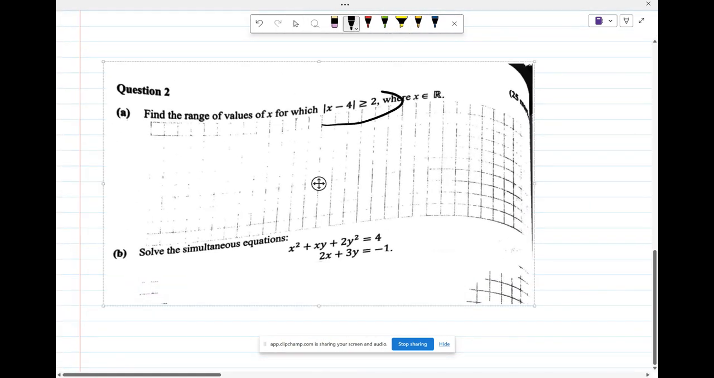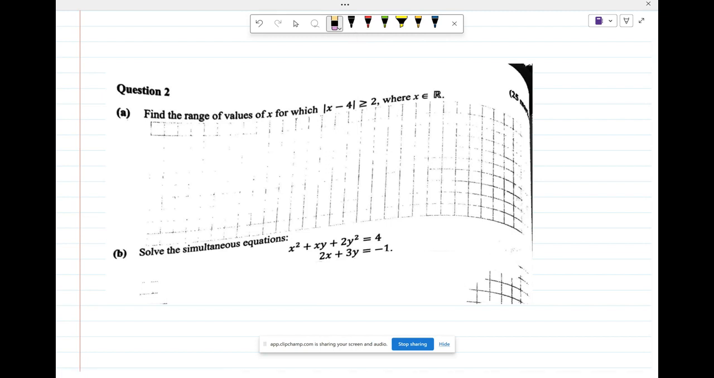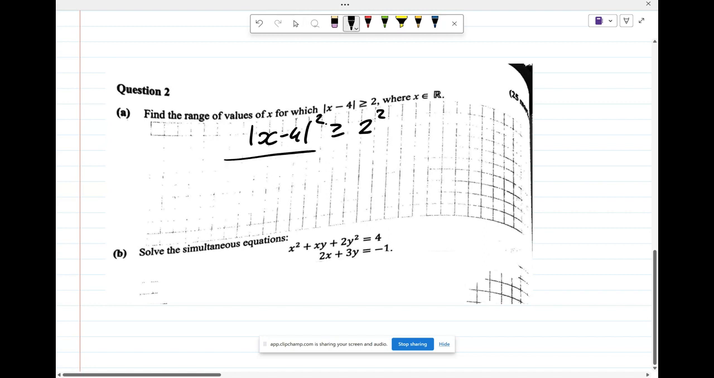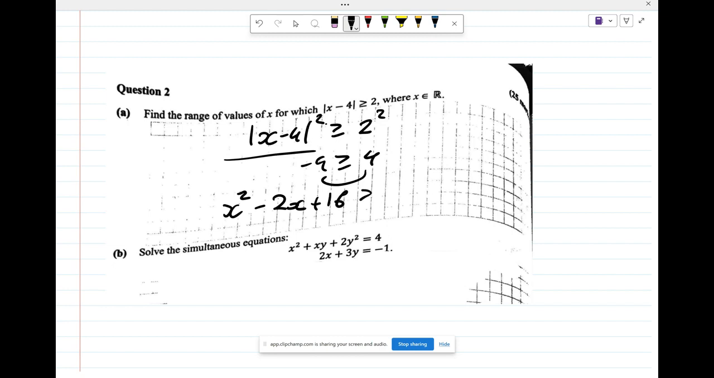This was a question about absolute values and inequalities. And so the way we answered this question was we squared both sides. We had x minus 4 squared greater than or equal to 2 squared. And so you multiply this out and then let that equal to minus 4. Bring this 4 to the other side and you'll get some kind of quadratic. Let's just pretend that's x squared minus 2x plus 16 greater than or equal to 0.